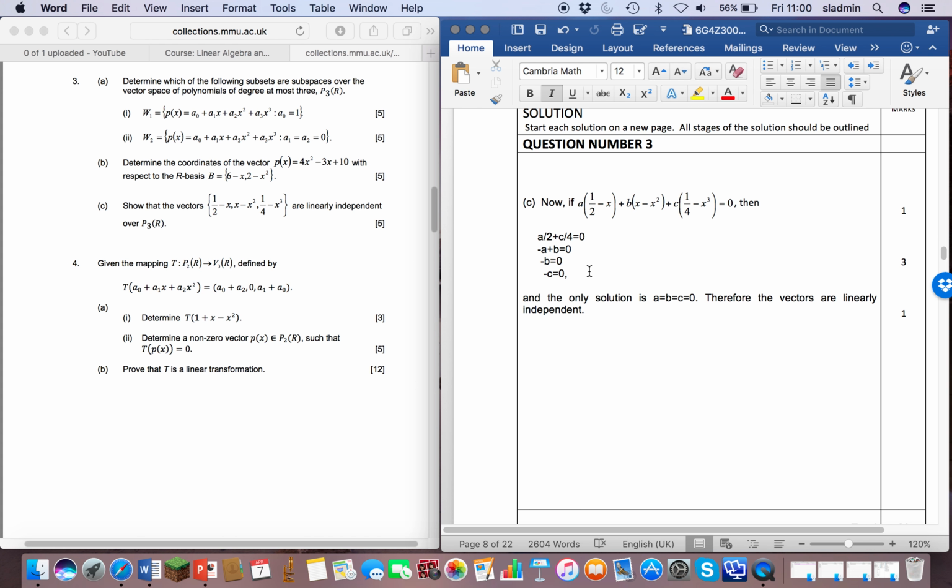We can see that for the constant coefficients, we have a over 2 plus c over 4 is equal to 0. For the coefficients of x, we have minus a plus b is 0. For the coefficients of x squared, we have minus b is 0. And for the coefficients of x cubed, we have minus c is 0. If we solve these simultaneous equations, the only solution is a equals b equals c equals 0. So therefore, that proves that these three vectors are linearly independent. And that concludes the solutions for question number 3.